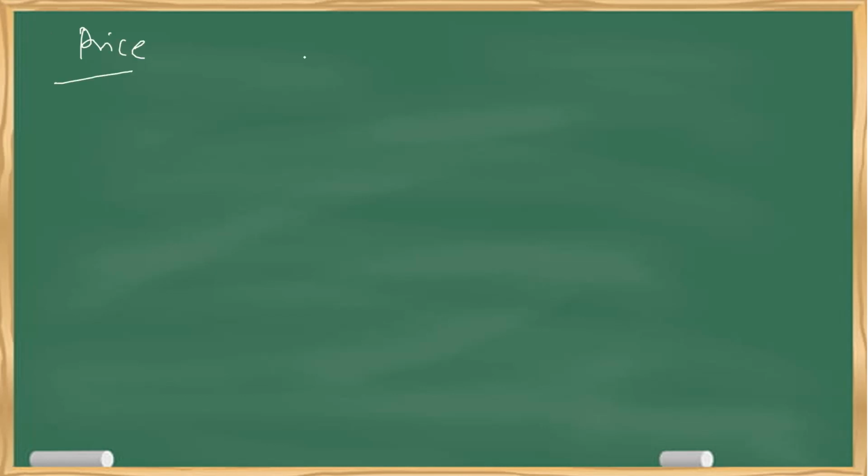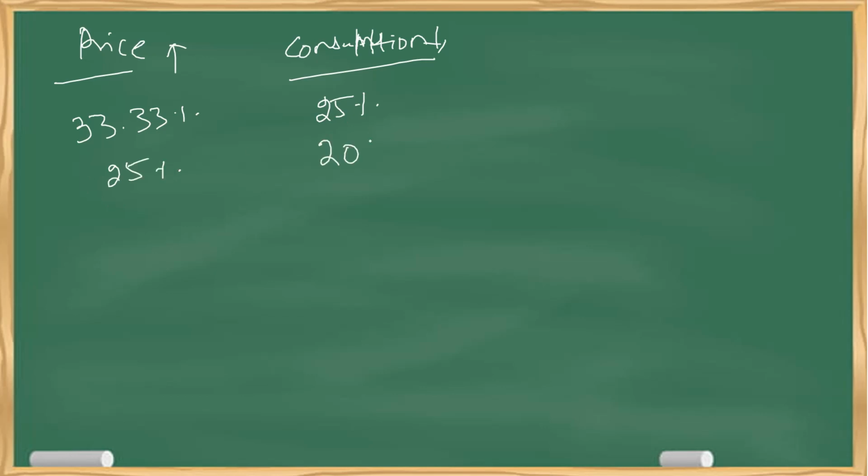So price of the commodity increased and consumption decreased is equal to comparisons now. Okay, 33.33 percentage. I'm talking from the point of view of examination. If 33.33 percentage price is increased, then the consumption should be reduced by 25 percentage. If this is 25 percentage, this is 20 percentage. If this is 20 percentage, this is 16.66 percentage. Same thing in the reverse.